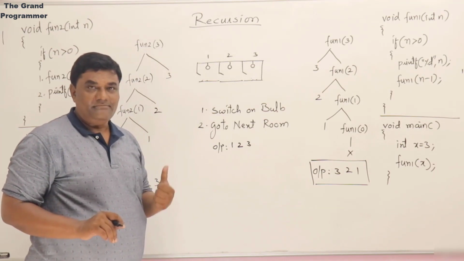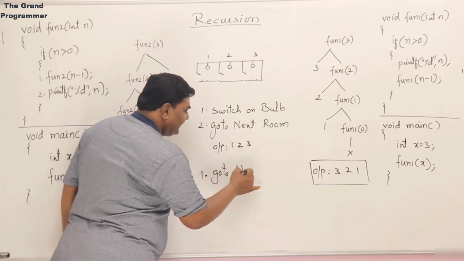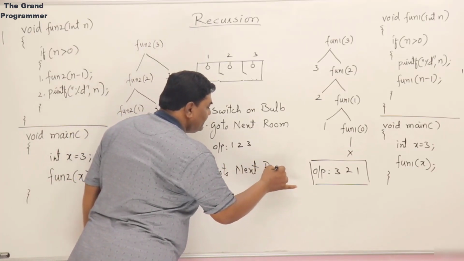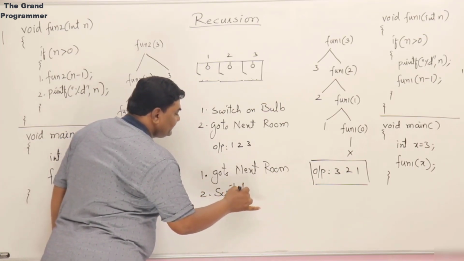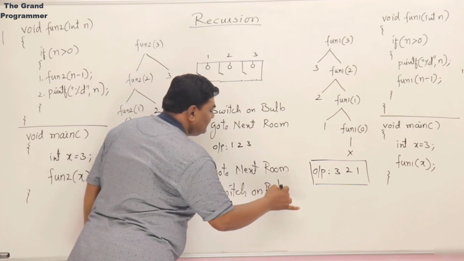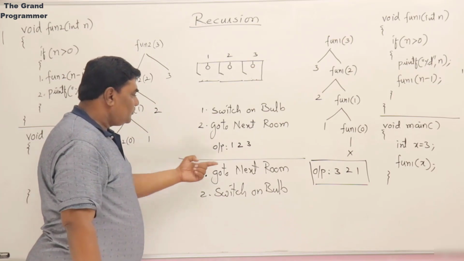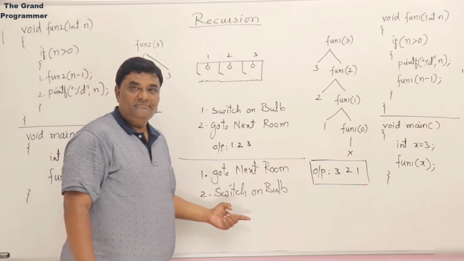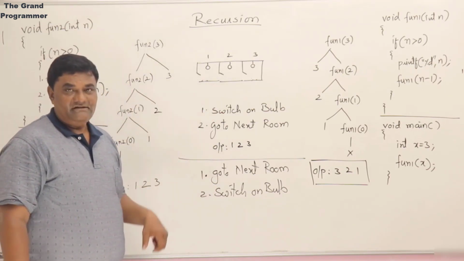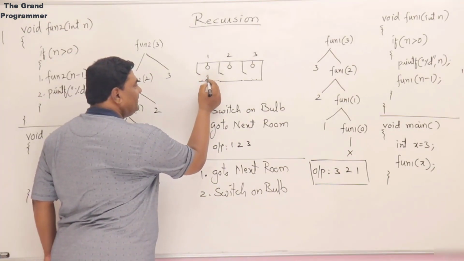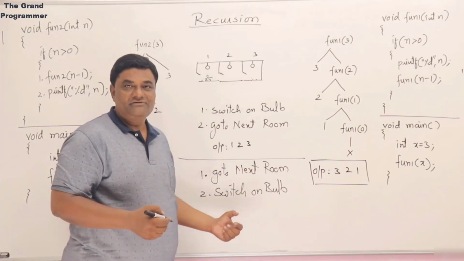Now, I'll give you one more example. First step is go to next room. And second step is switch on bulb. These are the two steps. I have changed the order, you can see. Go to next room, then switch on bulb. Now let us see, if these are performed, what will be the result. If you are here, I have given you two instructions: go to next room, then the second step is switch on bulb.